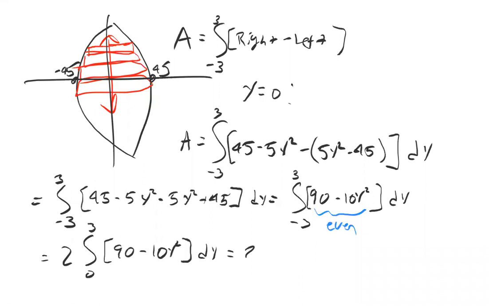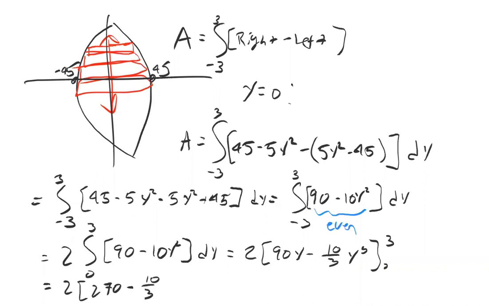Let's go ahead and integrate. This is 2 times 90y minus 10 over 3 y cubed, evaluated from 0 to 3. So this is 2 times 90 times 3, which is 270, minus 10 over 3 times 3 cubed, which is 27. This is 2 times 270 minus, so 27 divided by 3 is 9, so 90. So that's going to be 2 times 180, which is 360.